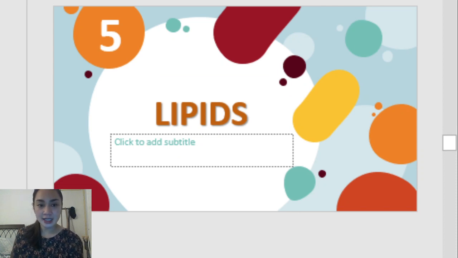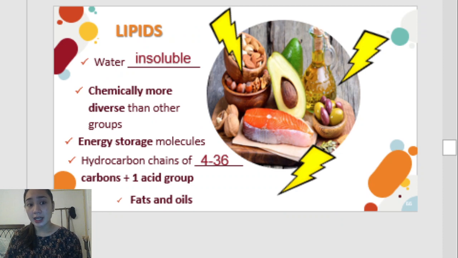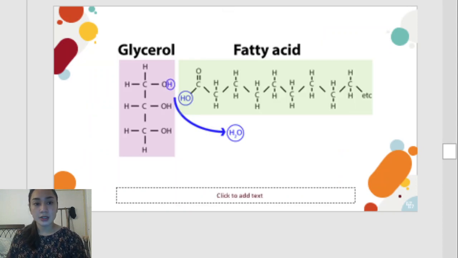Okay, last part ng ating discussion for now lang. And then the next will be continued sa module 5, I guess. We have lipids. So, dito, again, lipids are water insoluble. They are chemically more diverse than other groups. So, ang structure naman nito, we have a fatty acid. And then we have glycerol.